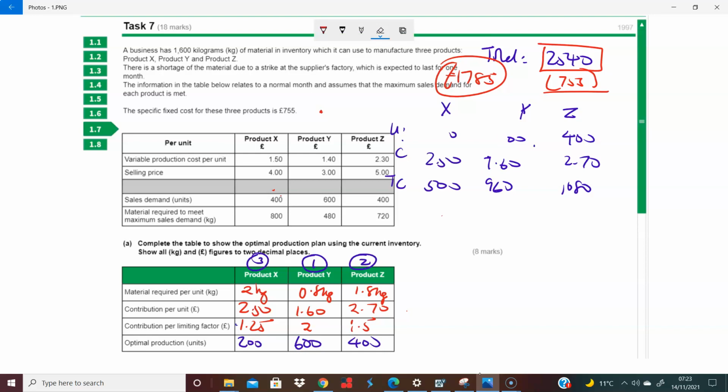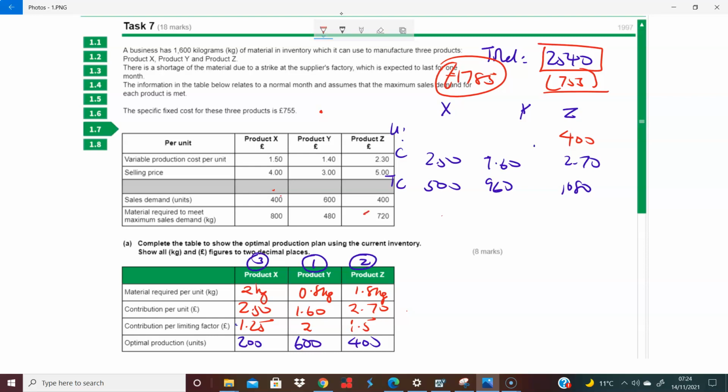You can say, okay, listen, I'm going to do it based on the product that's given me the highest contribution. Again, feel free, but just show the examiner something. So this is a good idea. You could say, I'm going to make Z first. So you would make Z, and that's 400 units.